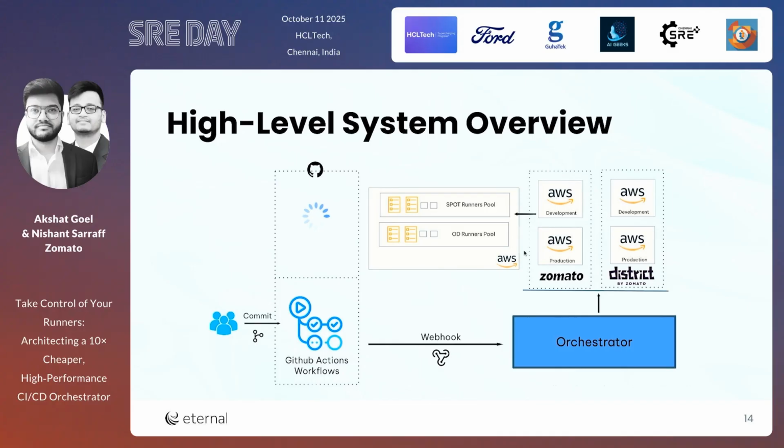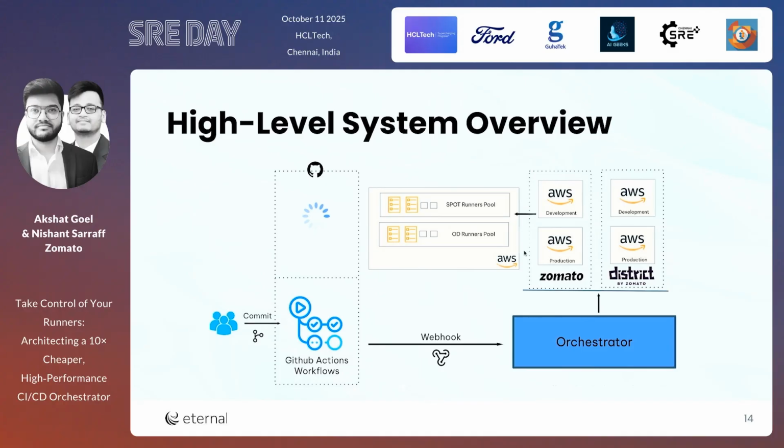Now inside that Zomato development account, we have two pools of runners. One of our challenges was to run the runners over a mixed pool of instances, like over the Spot and also over the OD. So it means that we are maintaining two pools in that AWS account. Once the Orchestrator picks that job payload, it chooses the correct AWS account and the correct category and just spawns the runner over that pool. Once that runner is spawned, it means that we have made a run API call to spawn a machine in the correct pool and in the correct AWS account.